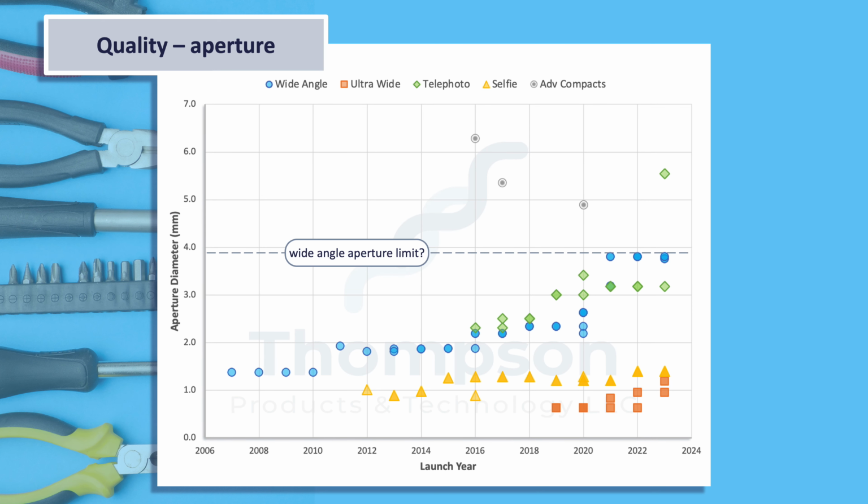That said, there is some value in looking at aperture by itself. For one, we see the aperture diameter for the wide-angle camera is almost as large as the aperture used by advanced compact cameras.